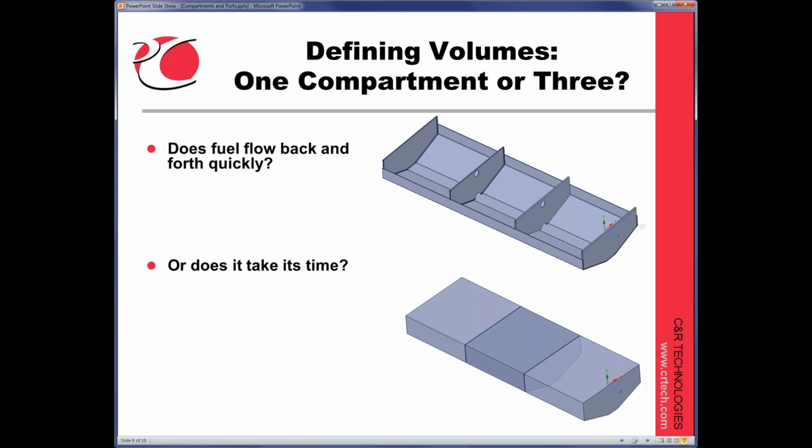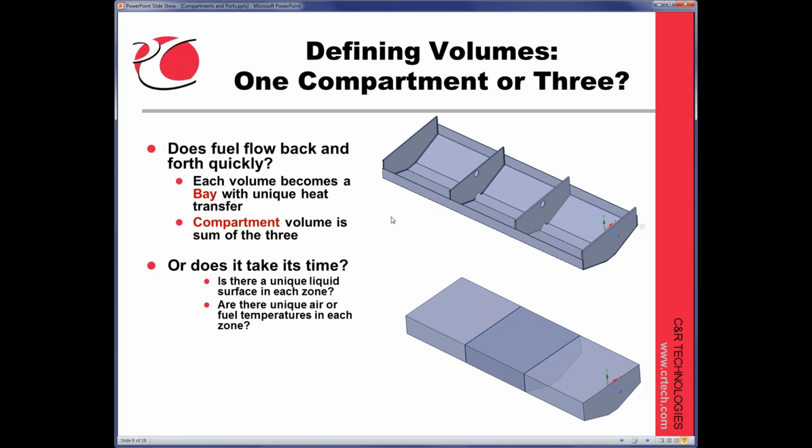Are the holes so small that it takes time to slosh back and forth? And if it does take time to move back and forth and there's three distinct zones, then is it possible for there to be a unique liquid surface in each zone? In other words, it's not moving so fast, there's actually a height difference between each zone as it's draining or filling. And is there a unique air or fuel temperature in each one of these zones? Maybe there's a hot surface over here, but not over here, that might tend to drive it to have a gradient within the fuel itself.